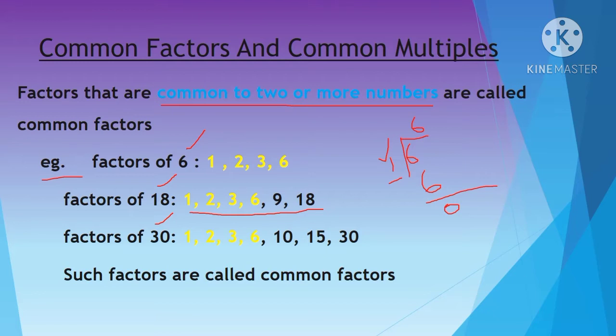So here 1 which is present in 6, the same way 2 is also there in 18. 3 also is present in 18. 6 also is present in 18. But 9 and 18 are only the factors of 18. So we leave those. Now check it for 30. Here also we have 1, 2, 3, 6. So what are the common factors, children? 1, 2, 3, 6 are the common factors. Now understood what do you mean by common factors?